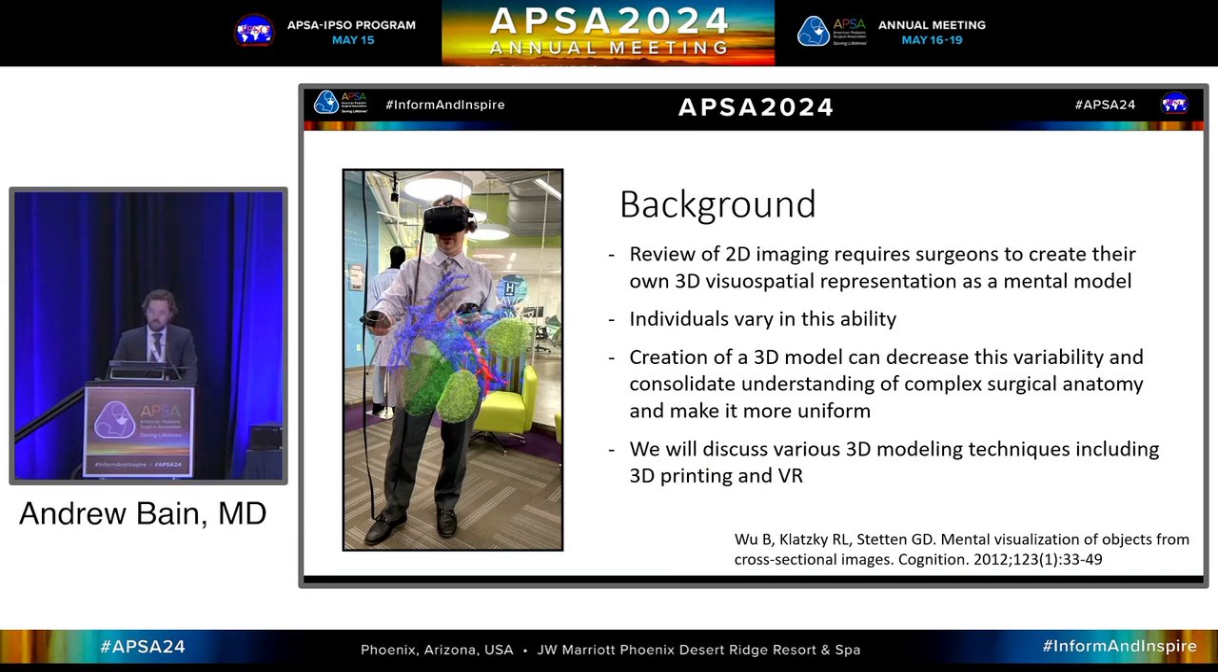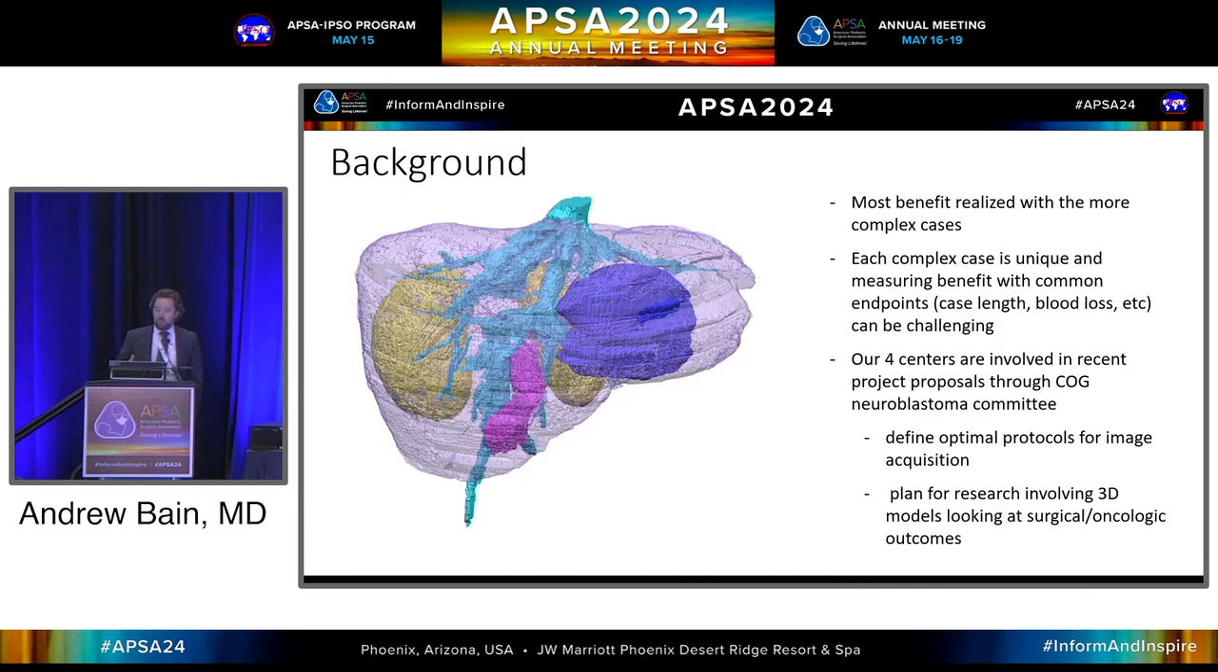So today we'll discuss various 3D modeling techniques used at our respective institutions, including both 3D printing and virtual and augmented reality. So the biggest benefit from 3D modeling is realized in the more complex cases, but unfortunately, the more complex a case is, it's typically unique and difficult to ascertain the direct benefit of the 3D model using common endpoints, case length, blood loss, etc. That can be challenging.